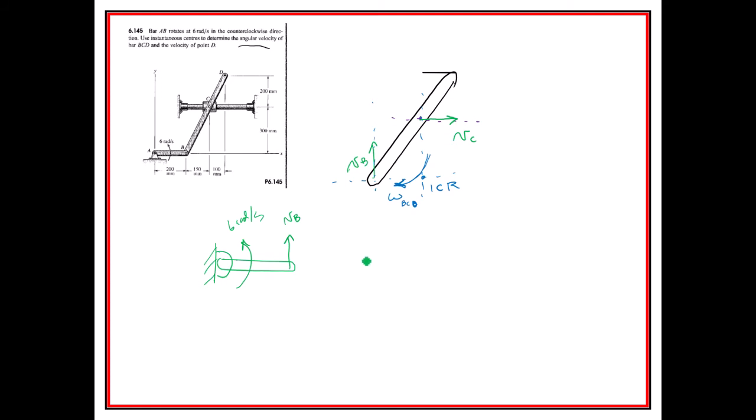So all we had to do was to say that VB is going to be equal to omega AB times the L of AB, or 6 times our 200. We can keep it in millimeters, right? So 1200 millimeters per second. And then we do a little geometry there. Or actually, we don't need to do much geometry, right? Because we already just know that the R of B with respect to the ICR is just going to be this 150.